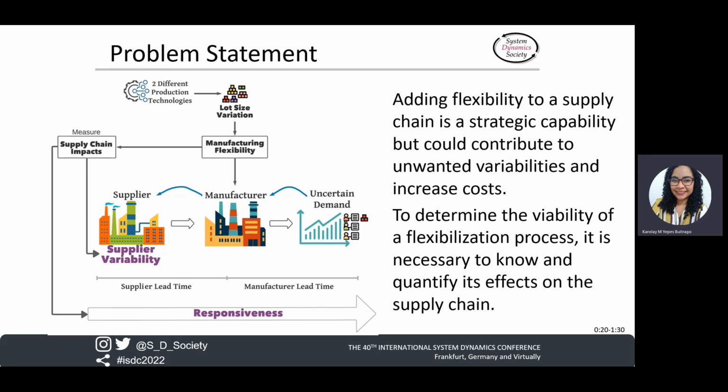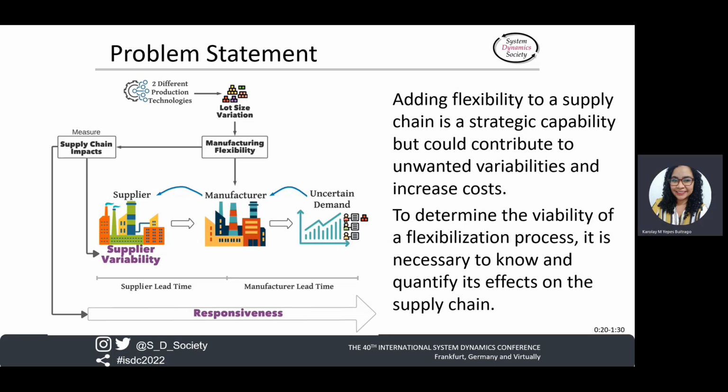Therefore, to determine if a flexibility process is viable in a company, we need to identify and quantify its flexibility effects on the supply chain. This model aims to answer this question by determining how flexibility impacts manufacturers' responsiveness and suppliers' variability.